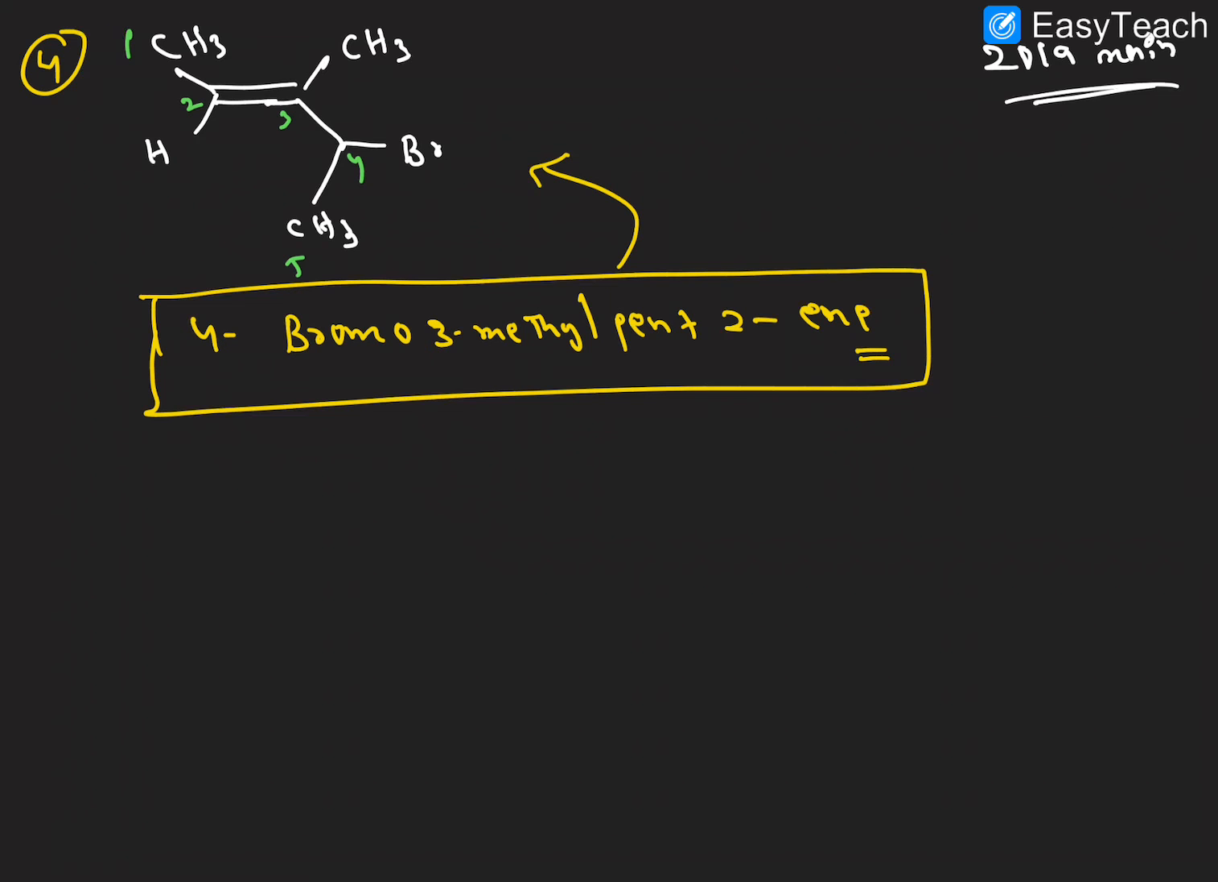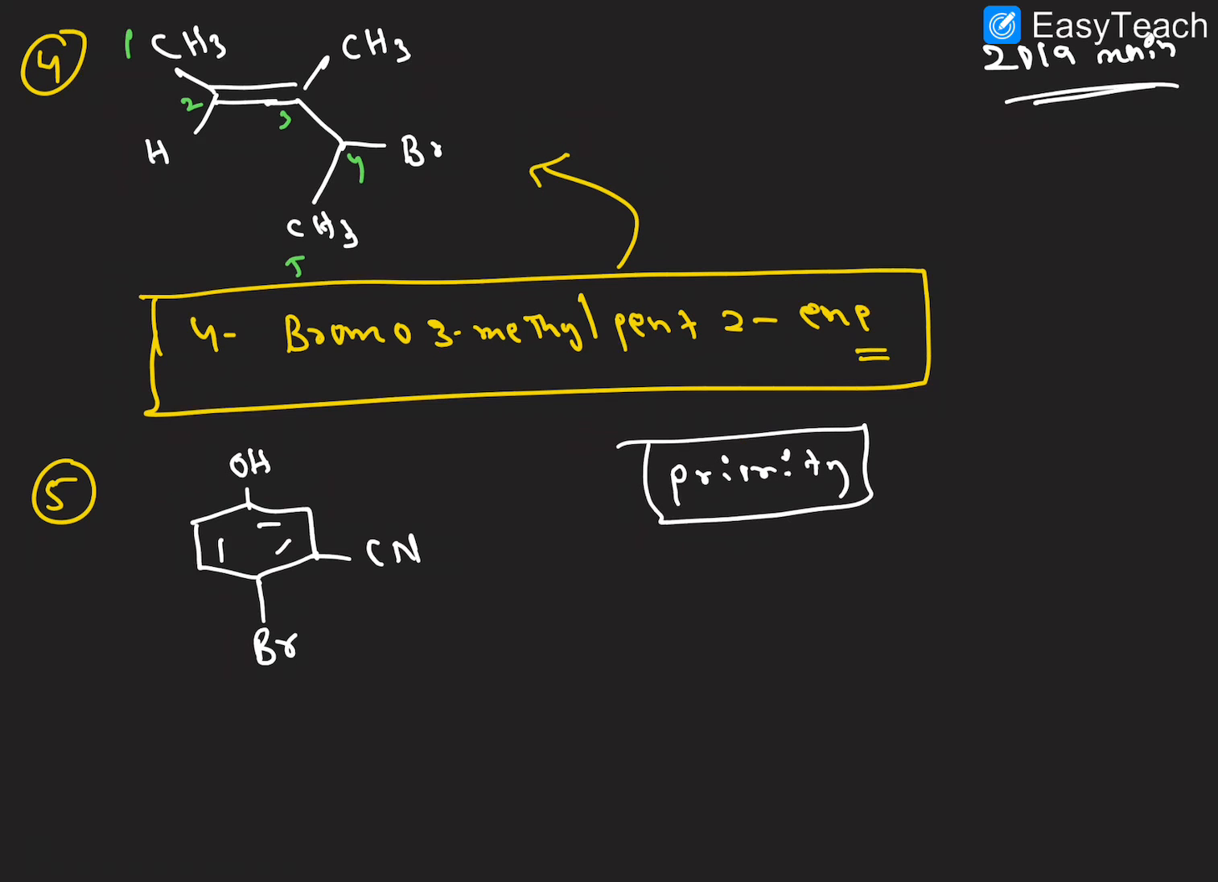Next one, the 5th example. I am writing it now. So this is the 5th example: OH, cyanide and Br. Here also we want to see the priority order. Before, in the earlier examples, we were using the locant rule, but here we want to see the priority order. Cyano has the highest priority, then OH, then Br. This is the priority order.